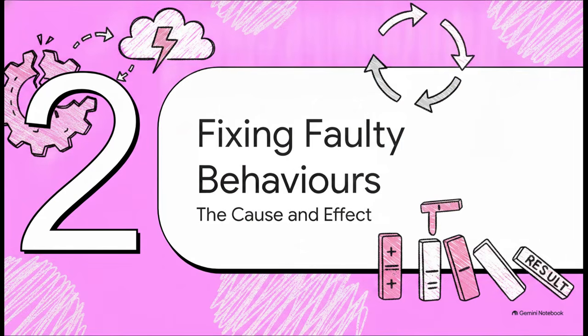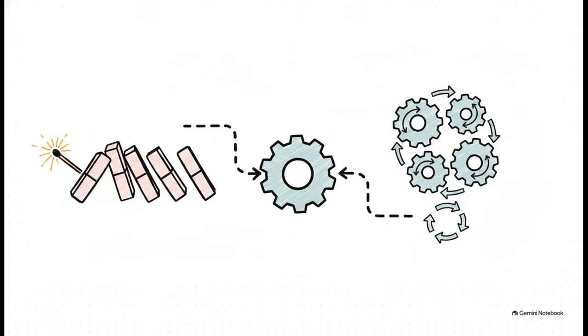Moving right along to Section 2, fixing faulty behaviors, the cause and effect. Now, what's really interesting about this is how it views our actions. So how exactly do we fix the glitch? Well, in behavior therapy, psychological distress is seen simply as learned cause and effect. To fix a faulty behavior pattern, a therapist conducts a behavioral analysis looking for 2 main gears in the machine.